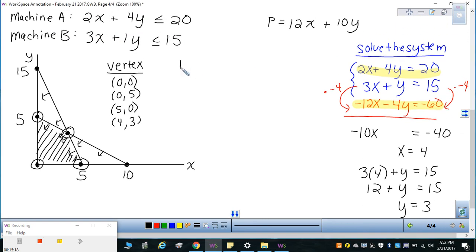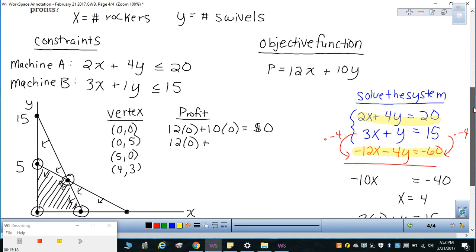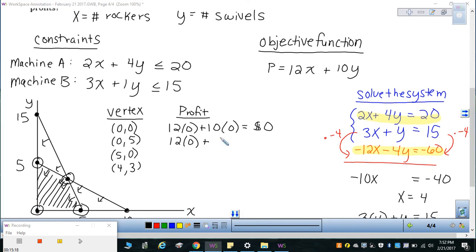Okay, now our final step, we get to plug these vertex point values into our profit equation to see which one will give us our maximum profit. So if we have 0 rockers and 0 swivels, it makes sense that we're not going to make much money. We get $0 for that profit. When we plug in the next possibility, I forget which one is which. The next possibility is 0 rockers and 5 swivels. Okay, so that will give us a profit of $50.